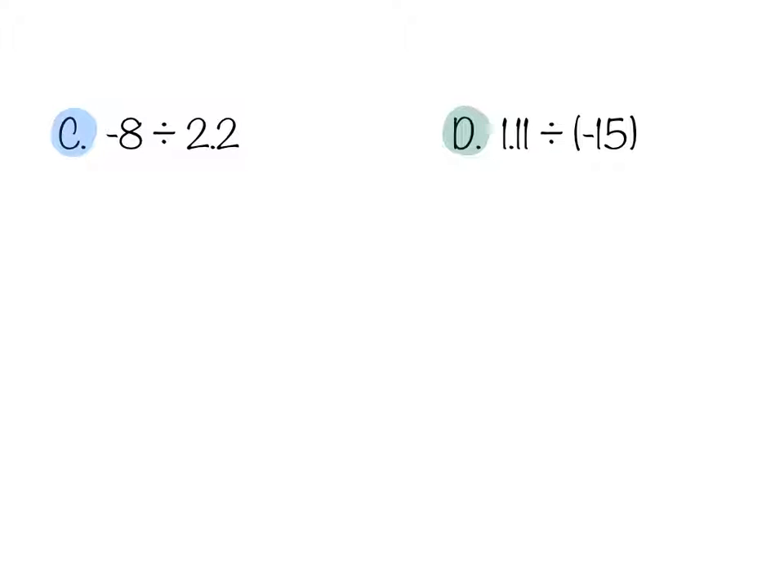Example C, negative 8 divided by 2.2. The first number is 8, so it's going to go on the inside. The outside number is 2.2, and it's negative. And I need to slide the decimal point over one spot so that outside number is no longer a decimal. And since this one does not have a decimal, I'm going to put 1 right after the 8, and I'm going to slide it over, also 1 time, making it 80.